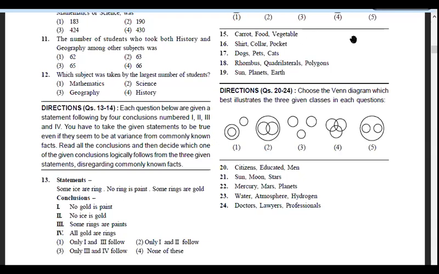So now see this statement one. Some eyes are ring, no ring is paint, some ring are gold. In this case, each question below gives a statement followed by four conclusions. You have to take the statement as true.